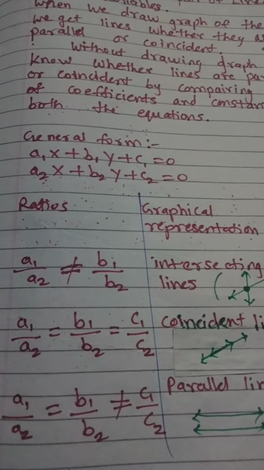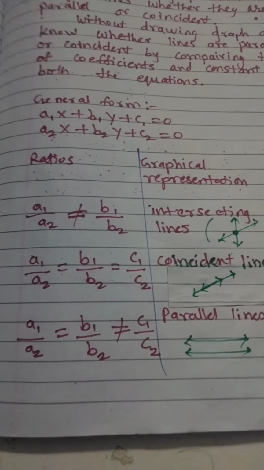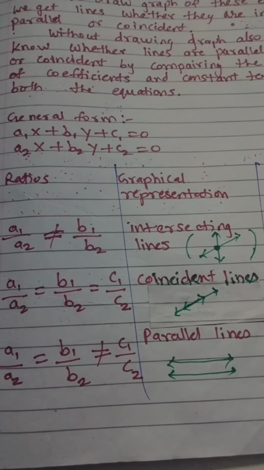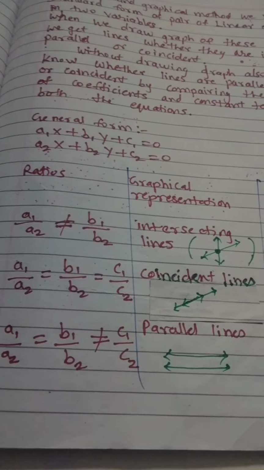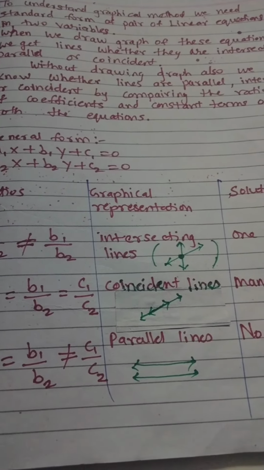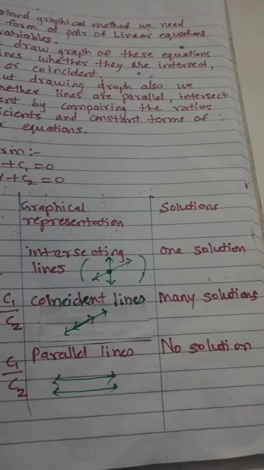So the general form of the equation is a1x plus b1y plus c1 is equal to 0, and for the pair of lines, a2x plus b2y plus c2 is equal to 0. After comparing the ratios of the coefficients, if a1 upon a2 is not equal to b1 upon b2, then we get intersecting lines as the graphical representation. And if it is so, then there will be only one solution.